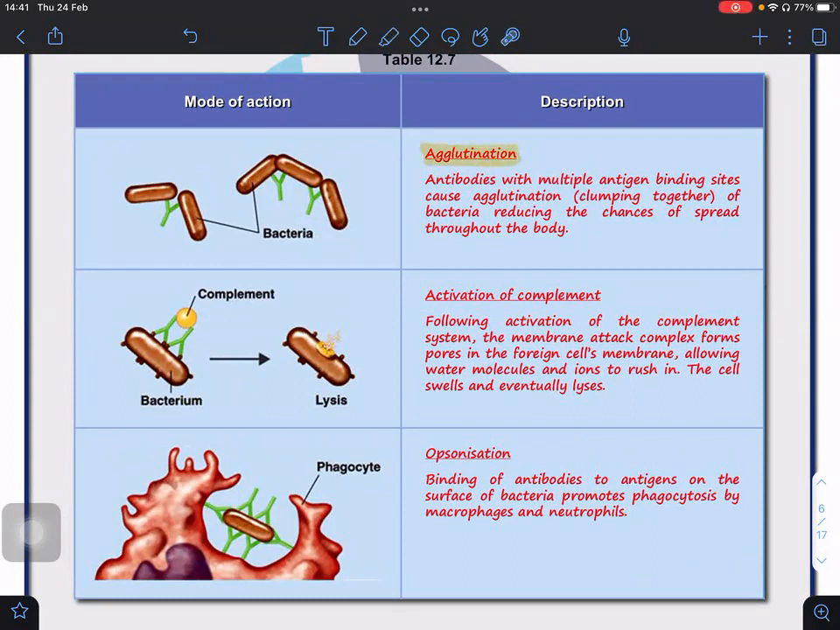Basically, an antibody with multiple antigen binding sites, particularly IgM, can cause agglutination, clumping the bacteria together and reducing the chances of spread throughout the body. And when you agglutinate them together, they are large, so they can be detected by the phagocyte. Are you clear? They are large, so it means that you clump them together.